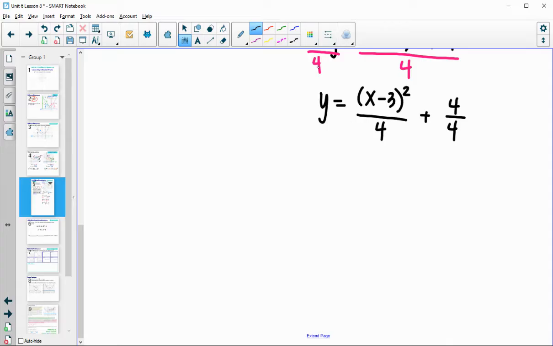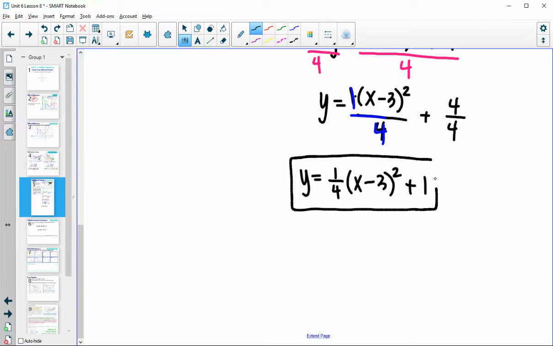So the way we're going to write this first one is thinking about having a 1 out front here. So we're going to write this as a fraction of 1/4 times the x minus 3 squared. So you can kind of see this 1/4 happening. And so we're just going to write 1/4 out front. And then 4 divided by 4 is 1. So then this is called vertex form. So we had that as a times x minus h squared plus k.